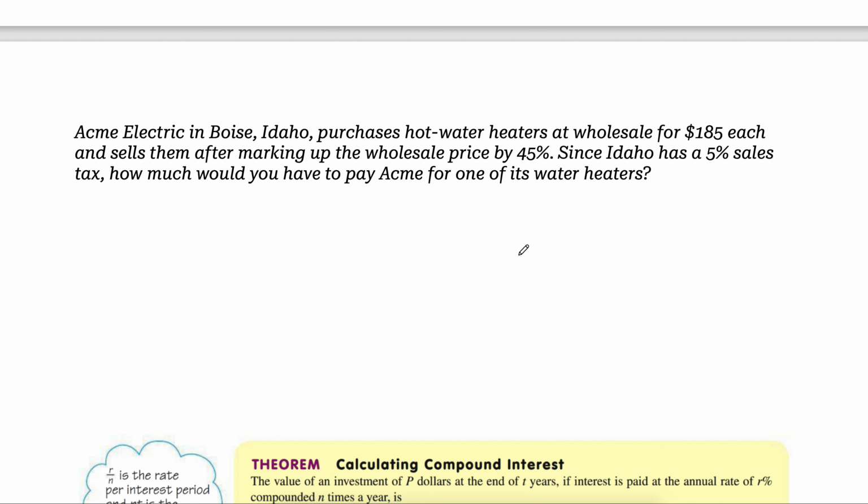Looking at this next example, it says Acme Electric in Boise, Idaho purchases hot water heaters at wholesale for $185 each and sells them after marking up the wholesale price by 45%. Since Idaho has a 5% sales tax, how much would you have to pay Acme for one of its water heaters? I'm going to do this problem in two parts. I'm going to first find the retail price of one of these water heaters.